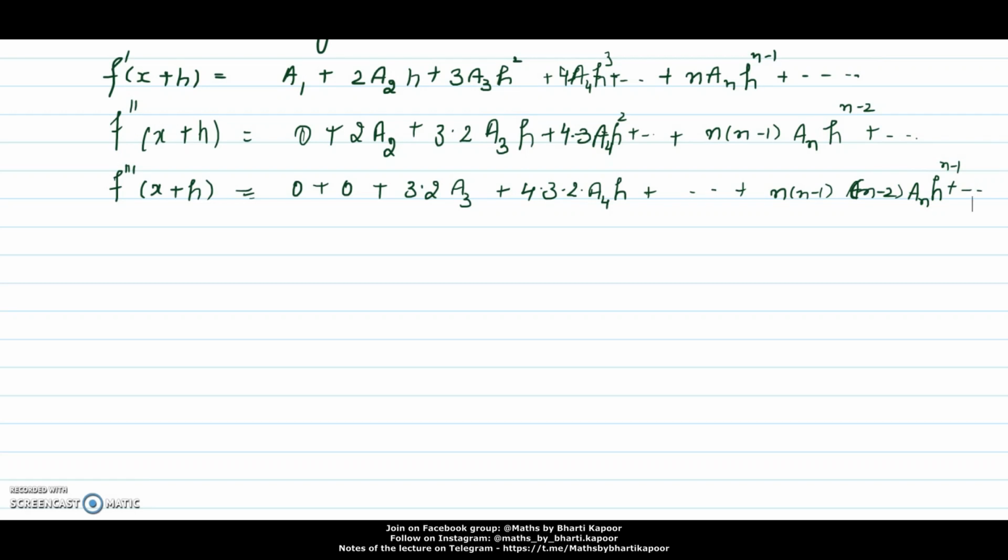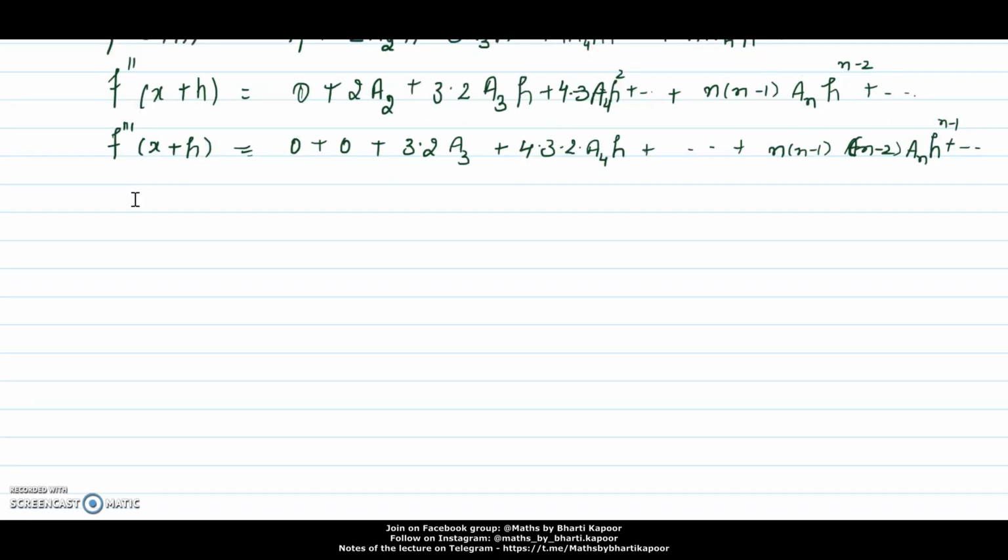So it will be the third order derivative of this expression. In general, the nth order derivative of f(x+h) will be equal to, now you have to generalize the expression. Let's generalize what we have observed in the second order derivative. The coefficient of a2 was non-zero, and in the third order derivative the coefficient of a3 is non-zero. So in the nth order derivative the coefficient of an will be non-zero.